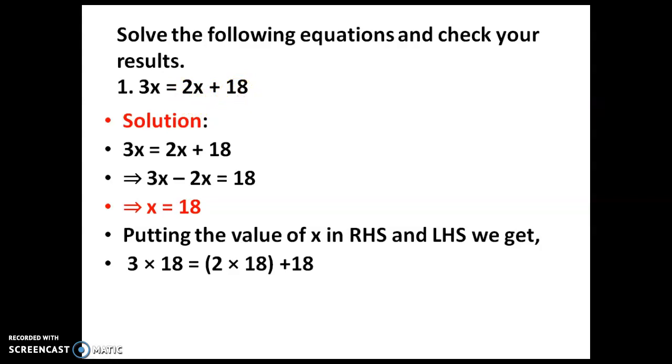After solving this, 3 into 18 is 54. Then 2 into 18 plus 18, that is also 54. So 54 equal to 54. So LHS and RHS are equal. So that's a correct solution. This is how we have to solve.